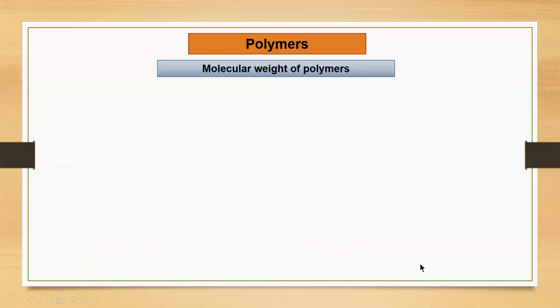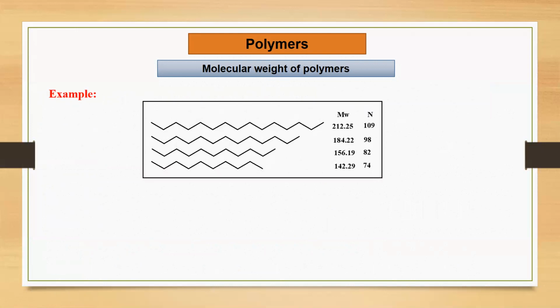Now, before we come to weight average molecular weight, let's take up an example to understand number average molecular weight. For example, you have a polymer sample. This is a clear example of a polydisperse polymer sample, as I discussed. As you can see, this polymer sample is composed of variable chain lengths, and the molecular weight of these chains is obviously different. 109 units of chains having molecular weight 212.25 are combined with 98 units of molecular weight 184.22, then 82 units having molecular weight 156.19, then 74 units having molecular weight 142.29.